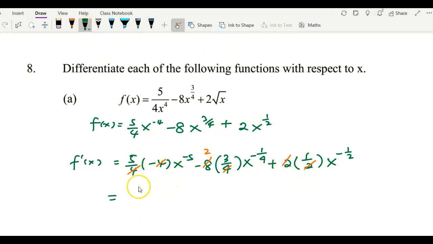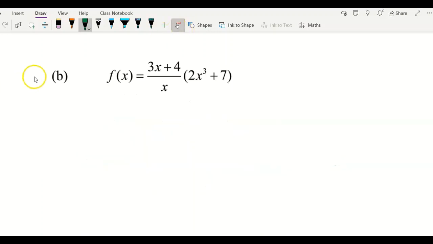Then write down your answer. The first term, you have your negative 5 over x power of 5. Okay, then second term, you have a negative 6 over x power of 1 over 4. And third term, you have a 1 over square root of x. Okay, so this is the answer. And this is question 8b, part B.